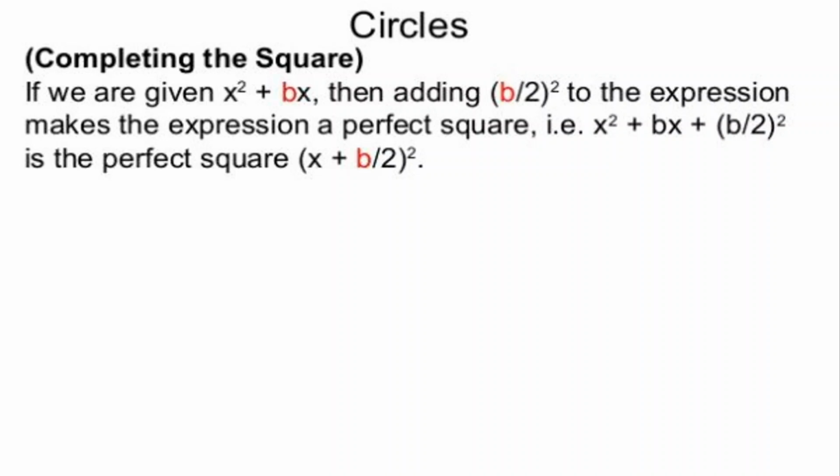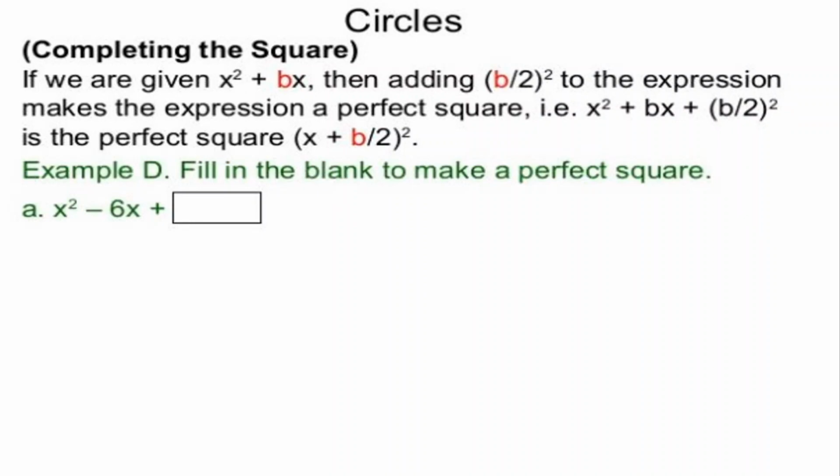then adding b over 2 squared to the equation makes the equation a perfect square, such that x squared plus bx plus b over 2 squared is the perfect square of x plus b over 2 squared. Okay, so here's another example. So x squared minus 6x plus.